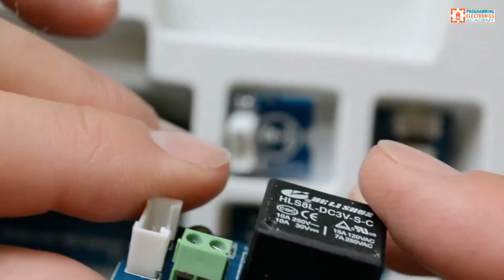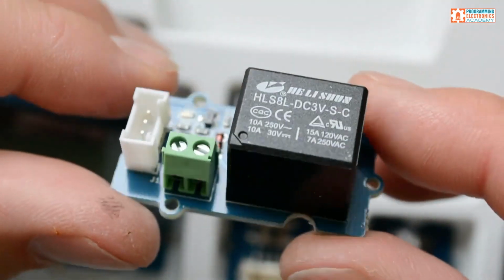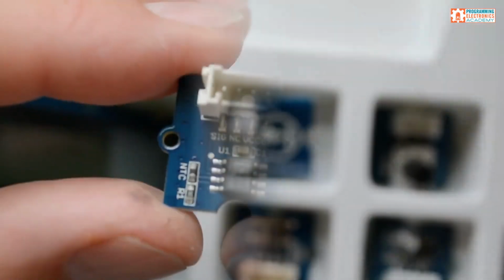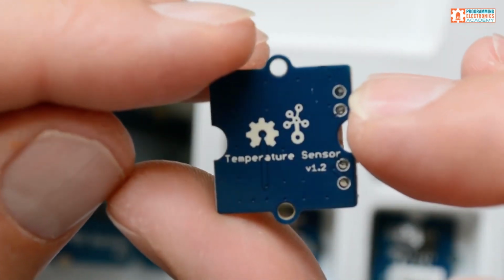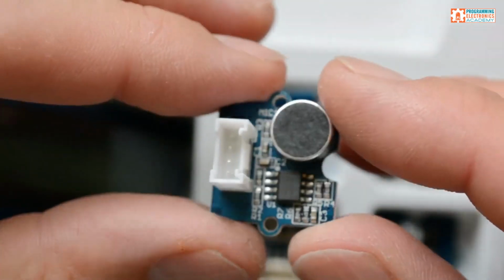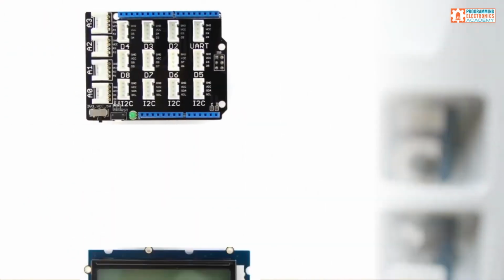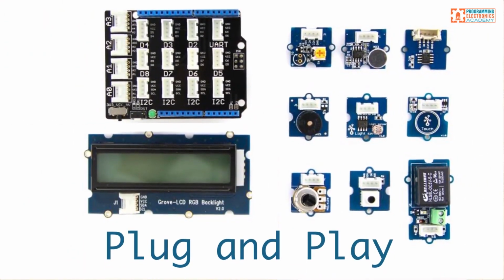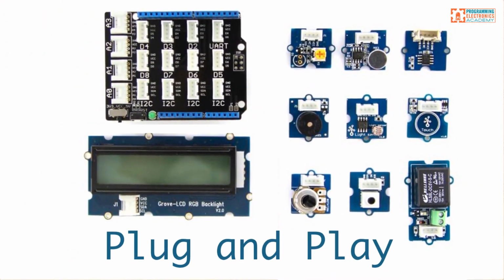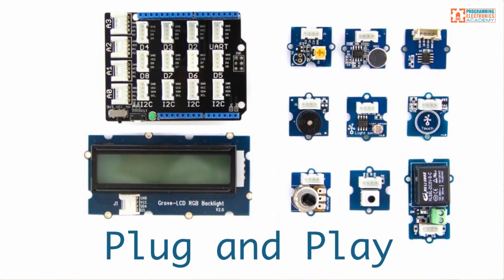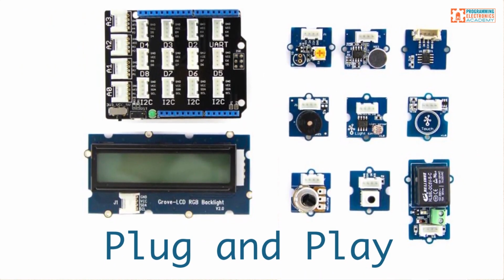Then there's a relay module that's meant to be used with one of the digital connector points on the Grove shield. There's a temperature sensor, and that's meant for connecting to one of the analog connectors. And then there's a sound sensor that uses an electret microphone, and that's meant to be used with one of the digital pins. So that's a handful of really common sensors and output devices that you might want to be using with your Arduino in the first place, and this is literally plug and play for these modules.